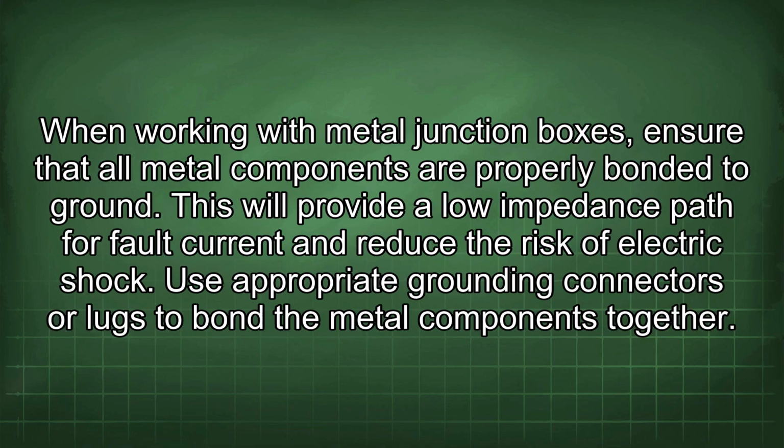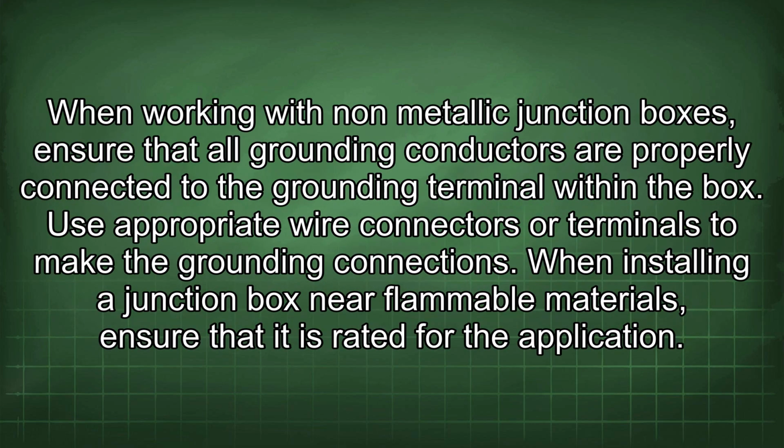When working with metal junction boxes, ensure that all metal components are properly bonded to ground. This will provide a low impedance path for fault current and reduce the risk of electric shock. Use appropriate grounding connectors or lugs to bond the metal components together. When working with non-metallic junction boxes, ensure that all grounding conductors are properly connected to the grounding terminal within the box. Use appropriate wire connectors or terminals to make the grounding connections.